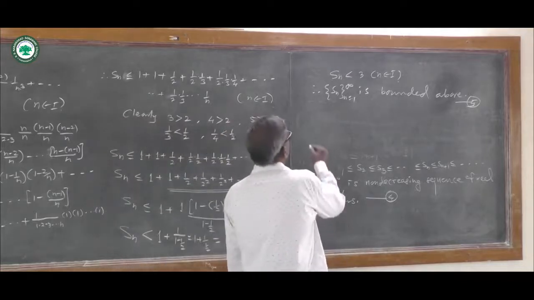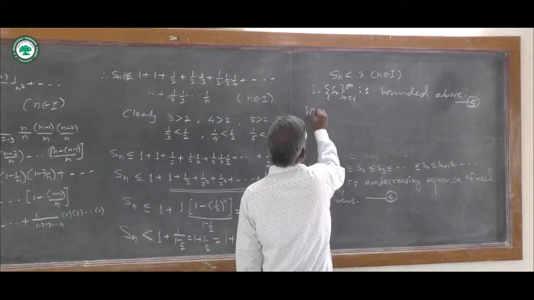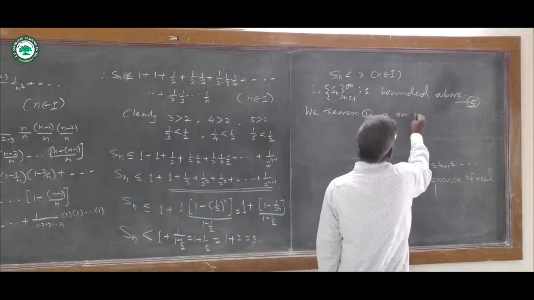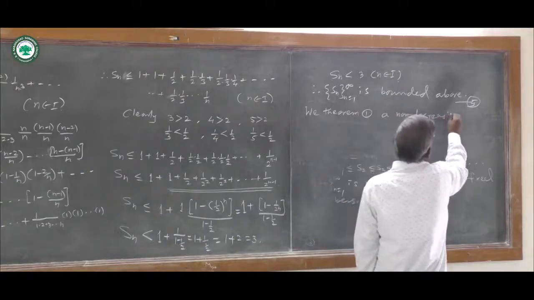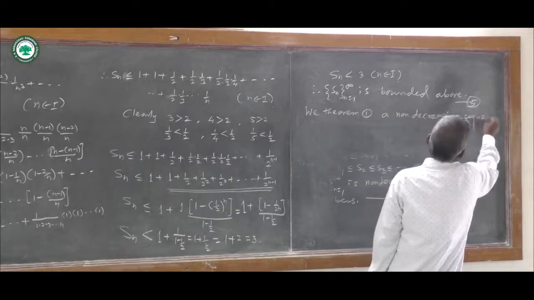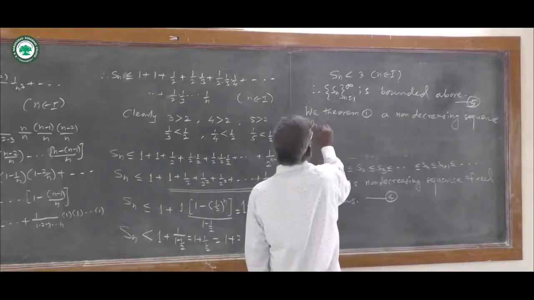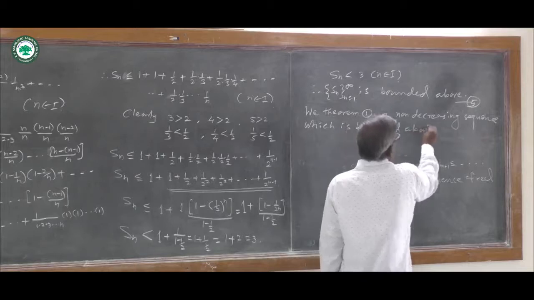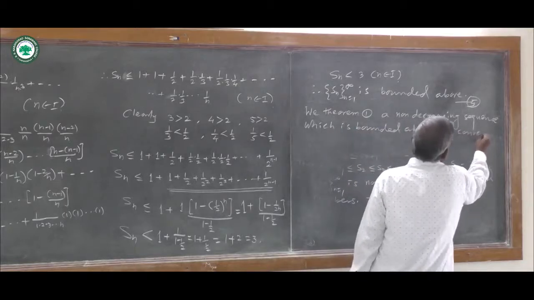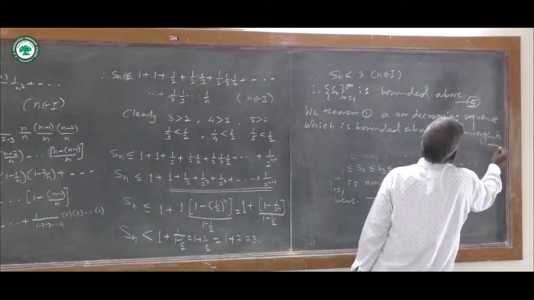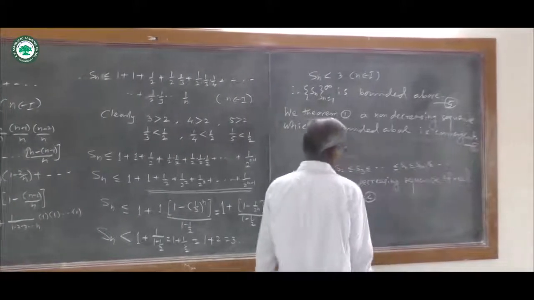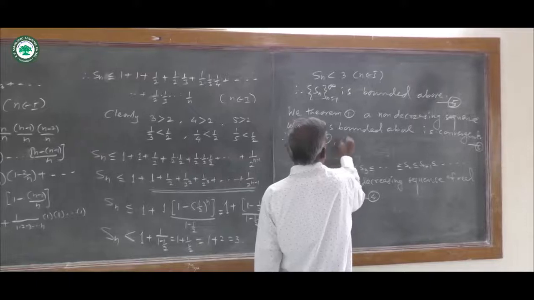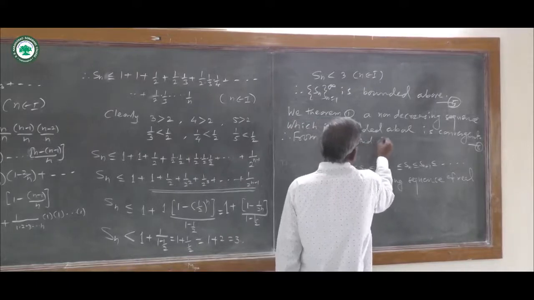We know theorem 1: a non-decreasing sequence which is bounded above is convergent. This is 6. Therefore, from 4, 5 and 6.